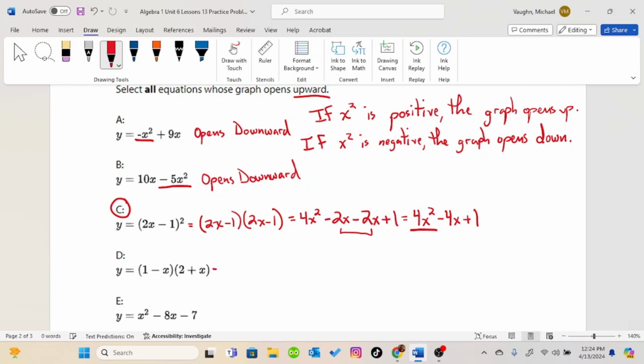Choice D, using the FOIL method, 1 times 2 is 2. 1 times x is x. Negative x times 2 is minus 2x. And negative x times x is negative x squared. When we combine the x terms, x minus 2x is minus x. And we have plus 2. The x squared term is negative x squared. So this opens downward.